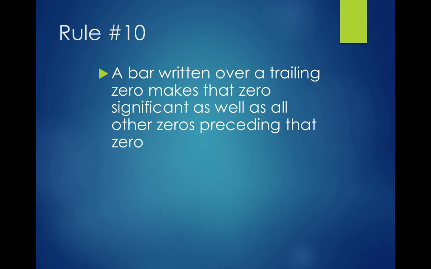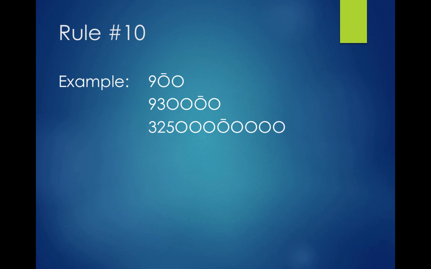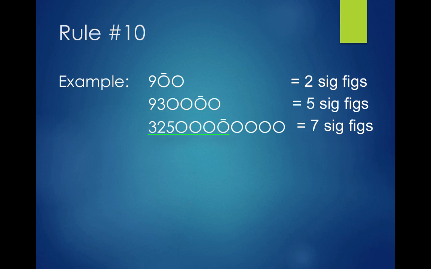Rule number 10. A bar written over a trailing 0 makes that 0 significant as well as all the other zeros preceding that, but not the ones following it. Example. The 9 and that first 0 is significant, making 2 sig figs. The 9, 3, 0, 0, and the bar 0 is significant. The trailing 0 is not. It makes 5 sig figs. The 3, 2, 5, 0, 0, 0, bar 0 are significant. That's 7, while the trailing 4 zeros are not.